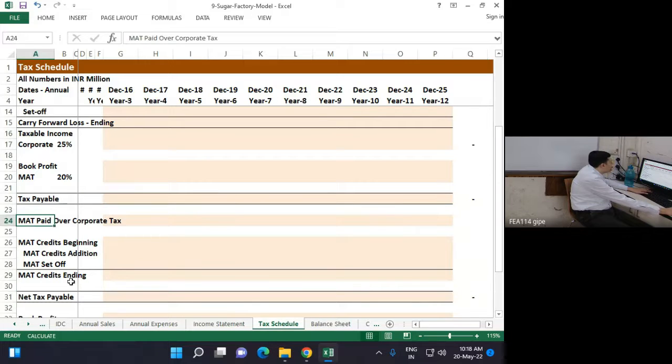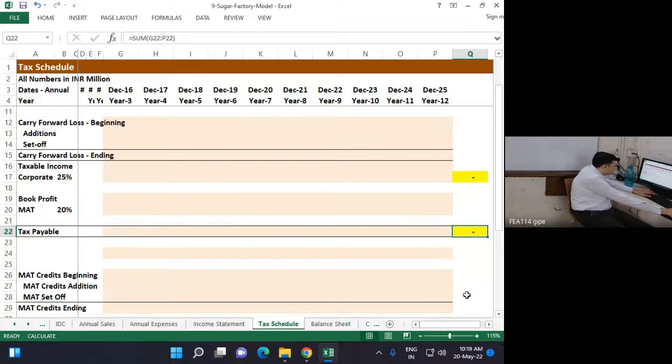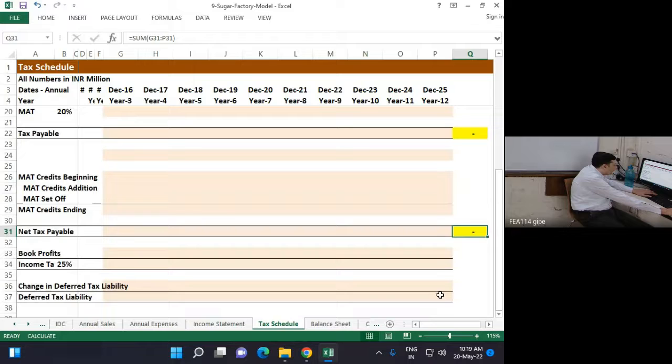And in row number 24, you have the line item MAT paid over corporate tax. We can delete that label. No need to find that out because the same we will calculate in MAT credit addition. So in our sample example that we did for tax, there is no line item like MAT paid over corporate tax. It is directly MAT credit addition. We use that.